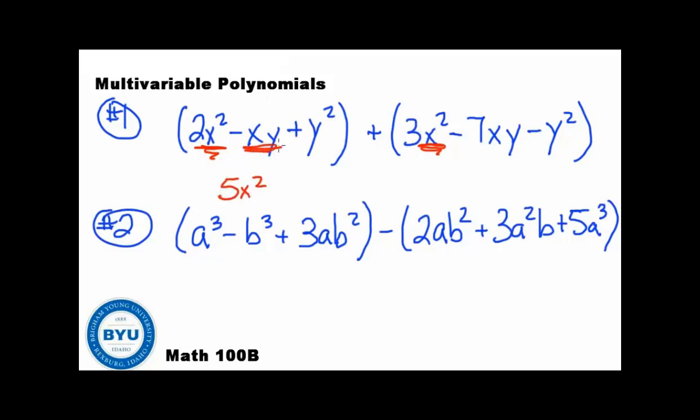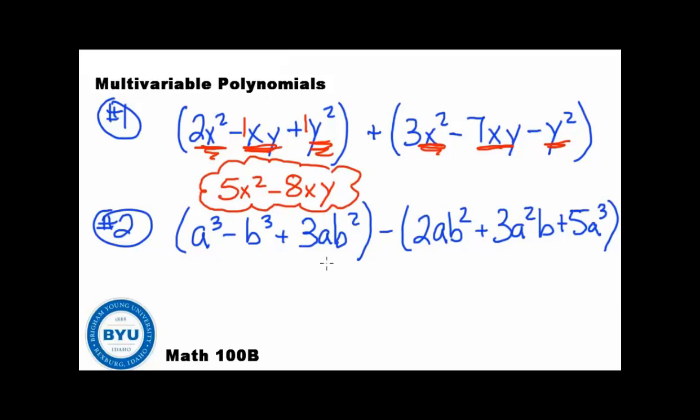Now I'm looking for some xy's. Any other xy's? No. Here's some xy's. So I have negative 1xy minus 7 more xy's. So negative 1 minus 7, that comes about to be negative 8xy's. Okay, sweet. Now y squareds. Combine my y squareds. Here's a y squared. So we have plus 1y squared minus 1y squared. Those cancel out. And so this is my final answer. 5x squared minus 8xy. We just combined the like terms.